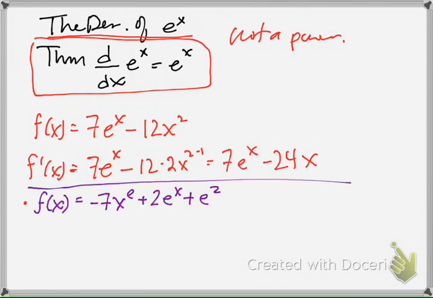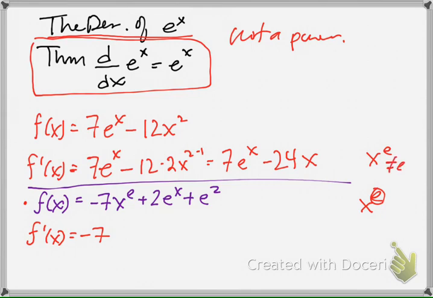So this is one of my favorite problems ever. Keep that in mind. The function is negative 7x to the e plus 2e to the x plus e squared. And we want to find the derivative of this function. So we'll start off. We know that negative 7 is a constant. But what is x to the e? This is x raised to a power. So this is just the power rule.